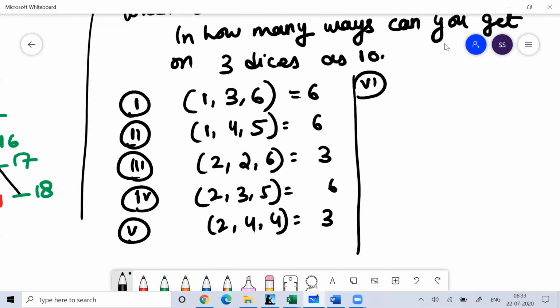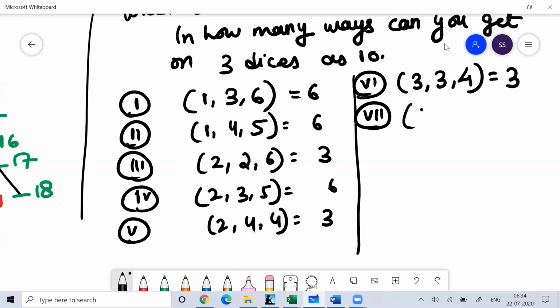Now, if I start with 3: 3 comma 1 comma 6 I've already used. Then 3 comma 2 I already used. Then 3 comma 3, so 3, 3, 4. The total number of cases would be 3. Then 3 comma 4 comma 3 is the same thing, so that is not possible. 3 comma 5 we have already used. The moment you start getting duplication, no need to try it.